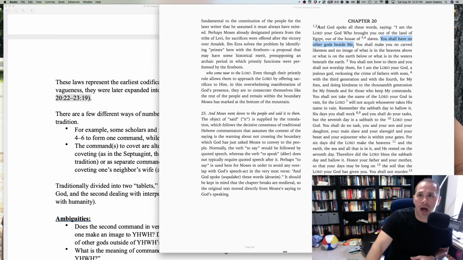Okay, then there's another way of reading it where you have I am the Lord your God as the first command, and then you will have no other gods beside me is actually the second command. In some forms, you will have no other gods before me is actually the first command, and I am the Lord your God is just a declaration. So there are different ways of doing this.